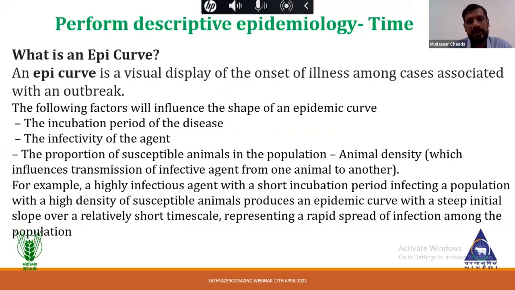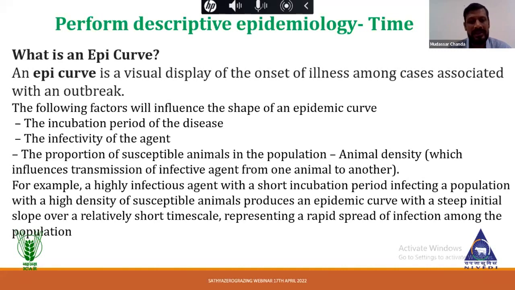So for the time component, we call it an epicurve. You may have heard of it, but it's a very simple thing. If you have some pen, paper, or maybe Excel, you can do that part. It's just a visual display of when the disease started in an outbreak. The shape of the curve will be determined by the incubation period of the disease. So once your diagnosis is confirmed, you should be very clear about the incubation period of the disease, the infectivity of the agent, and the proportion of susceptible animals.